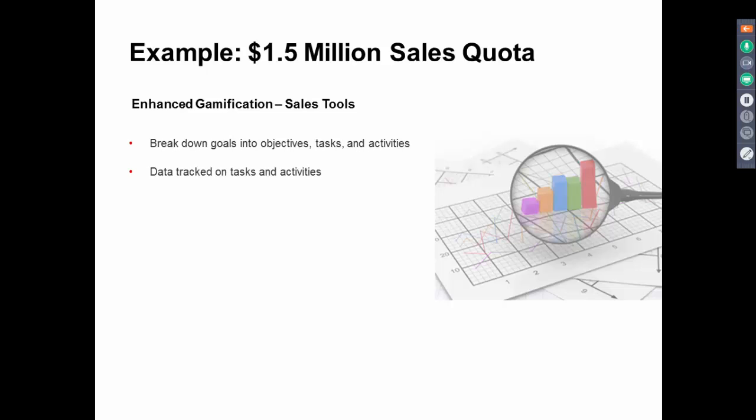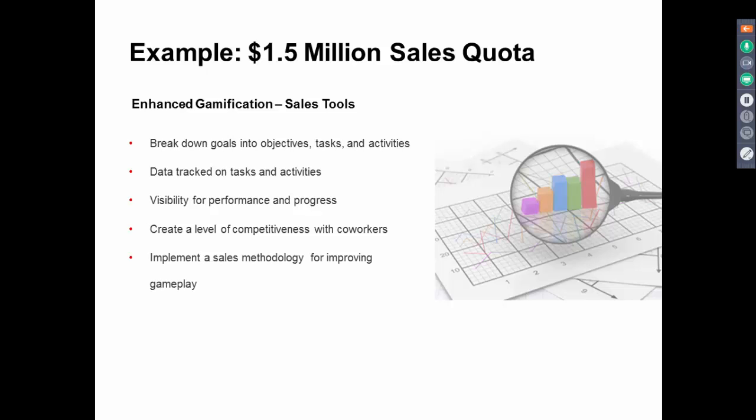It's very simple. But the thing is that we want to collect data on the tasks and activities. That's the data that's going to allow us to know what we need to do, what we need to change, or how we're doing. The salesperson needs to have visibility into the performance and progress. They need to have visibility into that data that's being collected. And it can be helpful if you're a manager to create a level of competitiveness across coworkers and implement a strategy for improving gameplay. So let's go back to the golf metaphor.